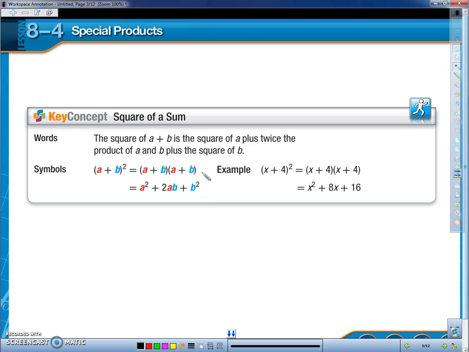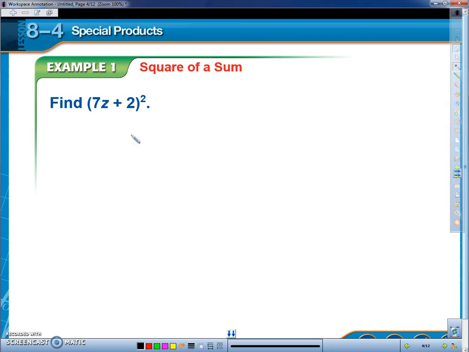You don't even have to write this out. You could just go a squared, multiply these two together and multiply it by 2, and then take this one and multiply it by itself for b squared. This is an example. We said it's going to be a squared plus 2ab plus b squared. Well, what's a? 7z. What's 7z squared?